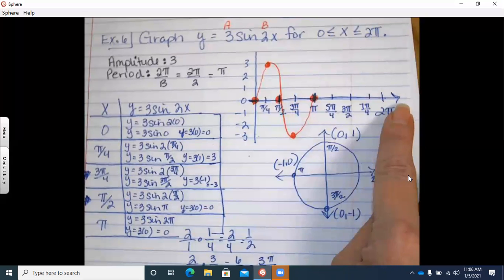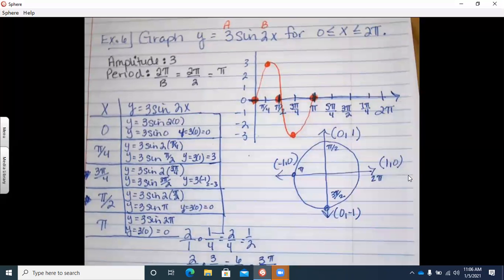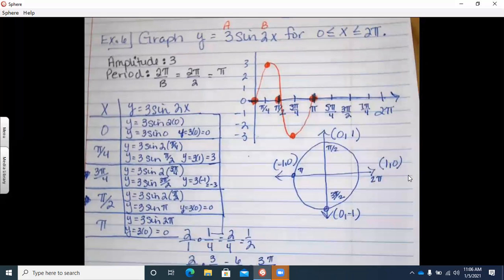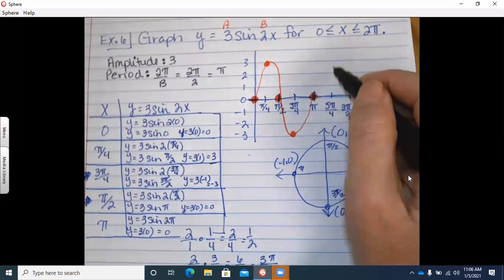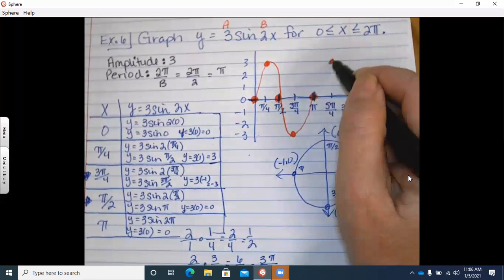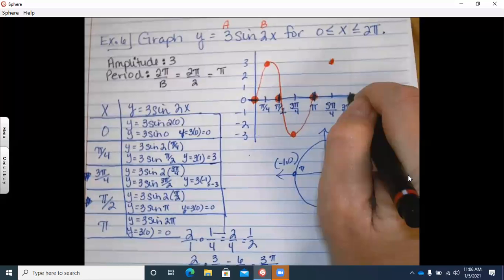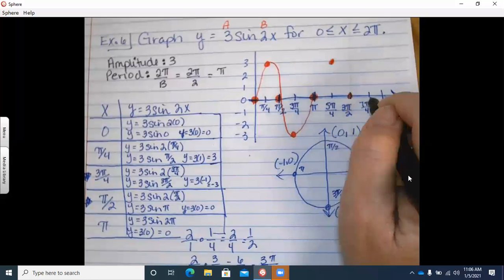So we can do the math for all of these points, but we know it will be the same pattern all the way to negative infinity, all the way to positive infinity. So if we're at pi, where would my next point be? At 3. So at 5/4 pi, we're going to go up to 3. Where's it going to be at 3/2 pi? 0. 7/4 pi? And 2 pi?